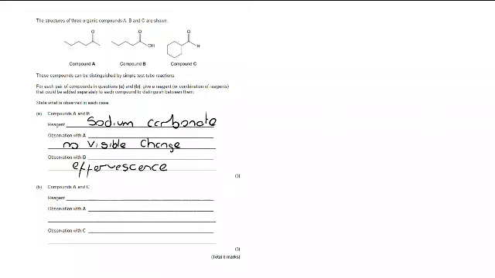If we then compare compounds A and C, A being a ketone and C being an aldehyde, that takes us to our tests for aldehydes and ketones. So in this particular question, I've gone for Tollens' reagent. With Tollens' reagent and a ketone, we get no visible change. But with an aldehyde, we will form a silver mirror. You could just as easily there have gone for Benedict's solution, which would still be no visible change with A, the ketone, but would give a brick red precipitate for compound C.